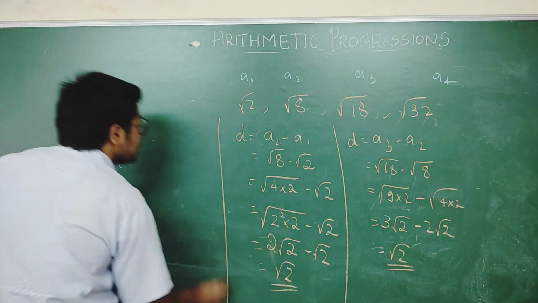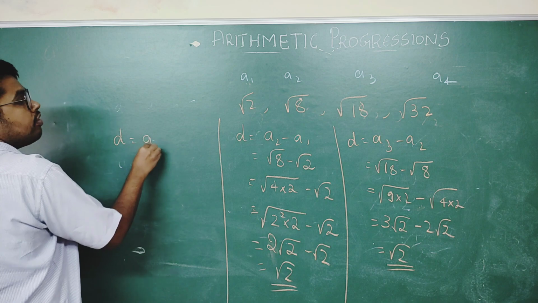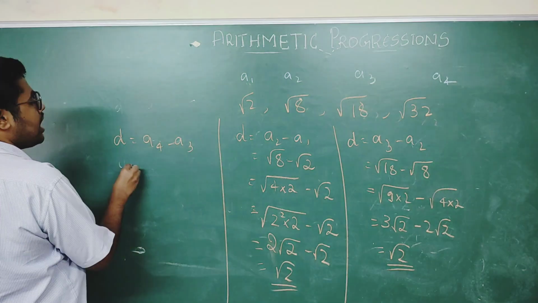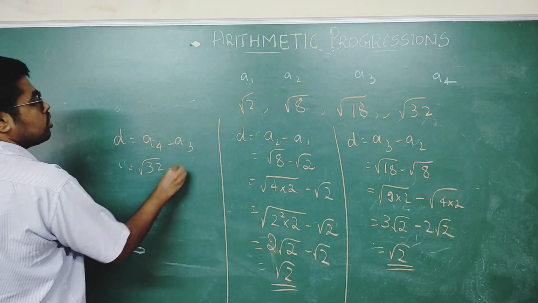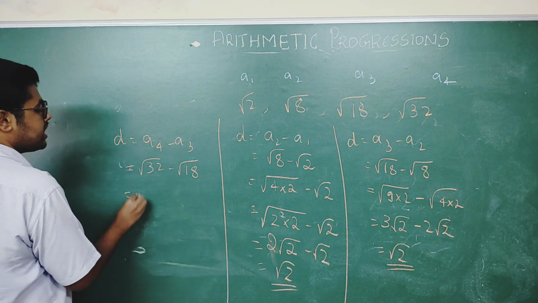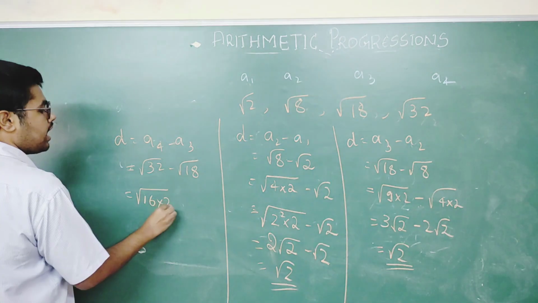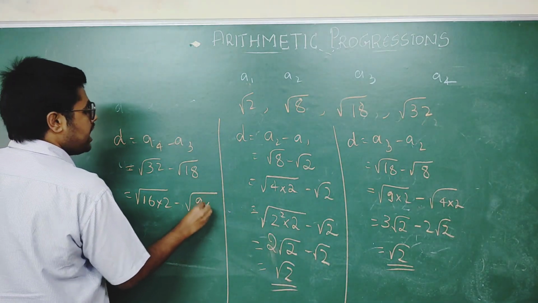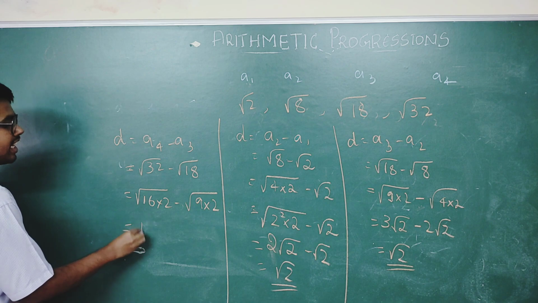Let me do one more also, since we have a confusion here. A4 minus A3. So can I write root 32 minus root 18? What does this become? Can I write root 32 as 16 into 2? Yes, I can write. And 18, I just learned, I can write as 9 into 2. What is root 16? It is 4.